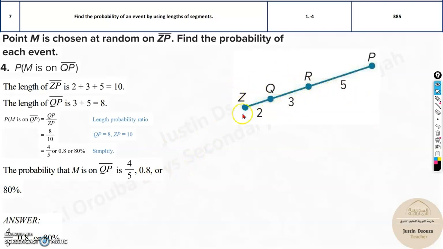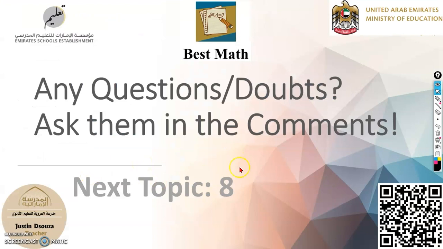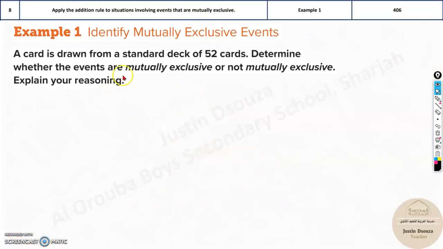Just remember the favorable line divided by the total line. That would be the probability. Next video will be topic number 8. The 8th topic is again on probability, but this is a very simple probability problem, identifying mutually exclusive or not mutually exclusive events. Now, what this means, it's very simple.